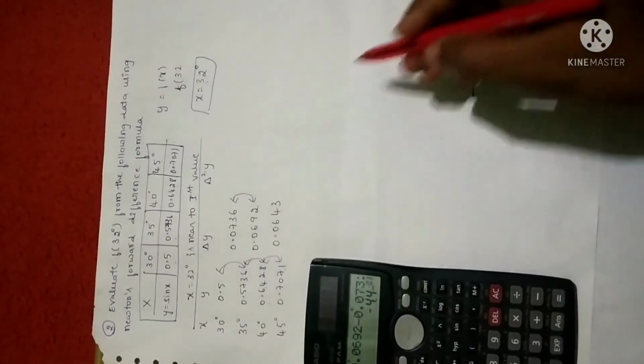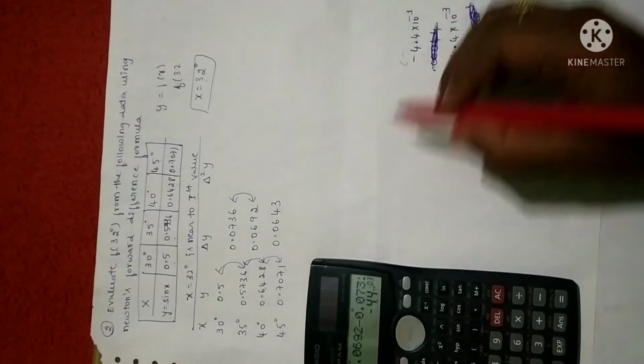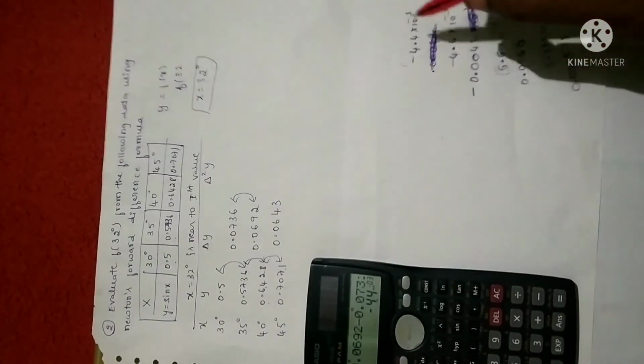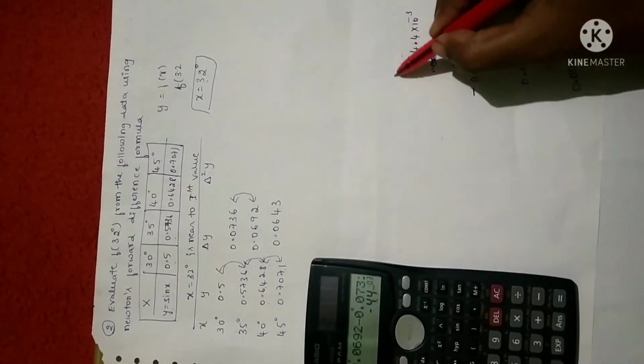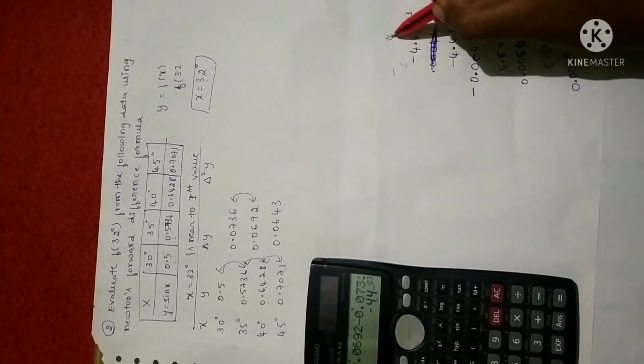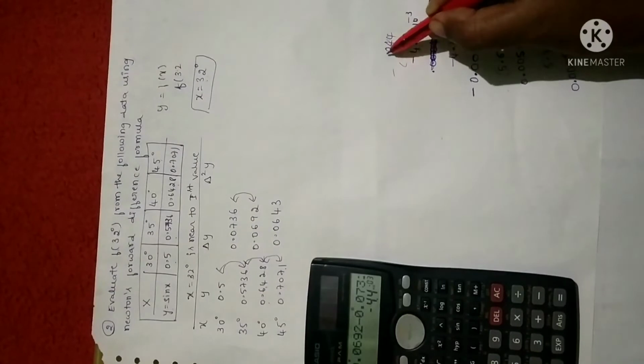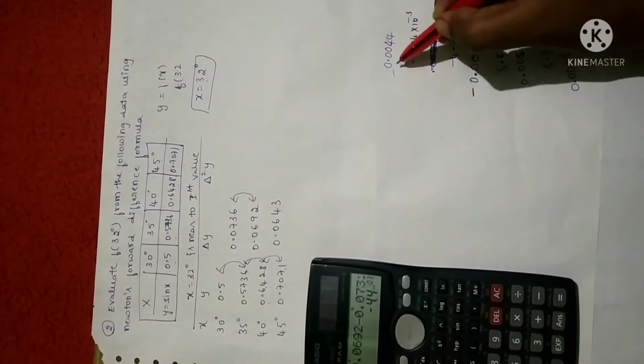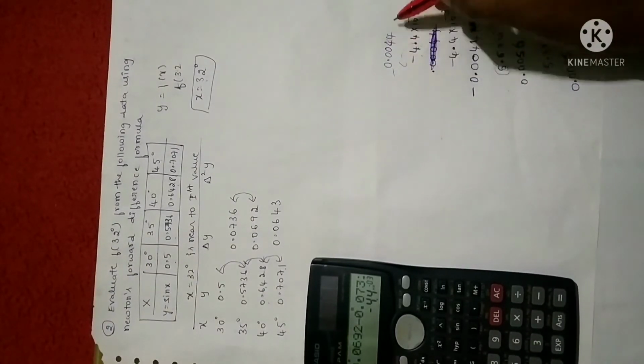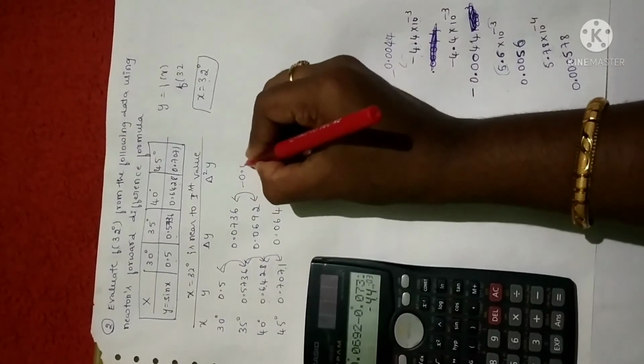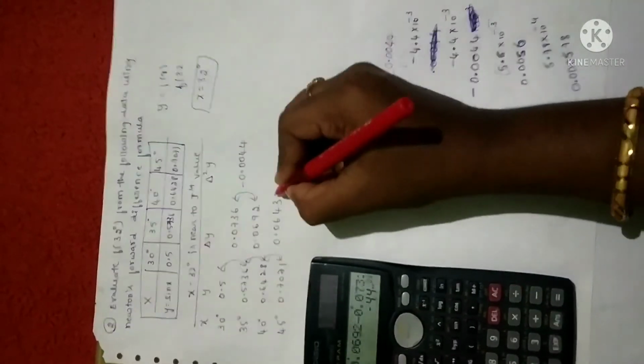So when you subtract these two, you will get minus 4.4 into 10 power of minus 3 as I showed in the calculator. Once you shift this, see here, minus you write as it is, 4 you write as it is, this 4 you write as it is, and you have to count 1, 2, 3. Put a point, 0. So you will get minus 0.0044. Similarly, subtract these two.